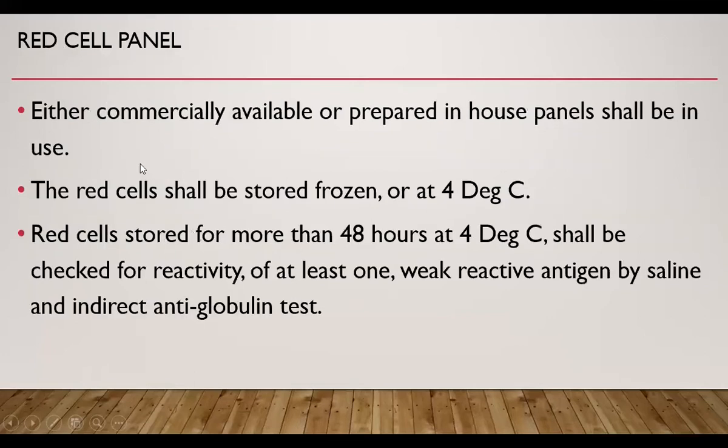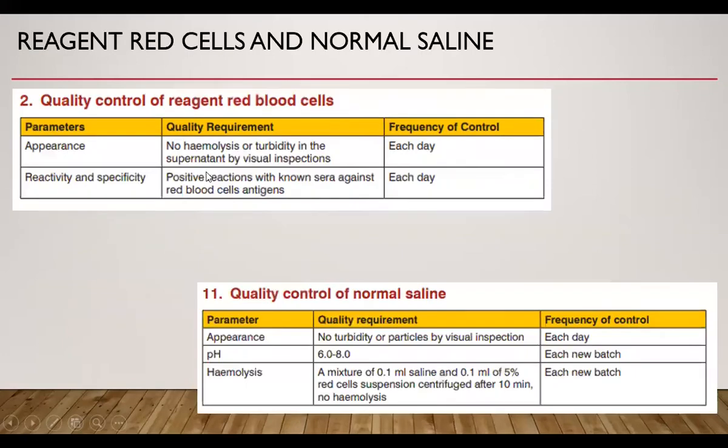Then red cell panel. These are either commercially available or prepared in-house. The red cells shall be stored frozen or at 4 degrees centigrade. The red cells stored for more than 48 hours at 4 degrees centigrade shall be checked for reactivity of at least one weak reactive antigen by saline and indirect antiglobulin test. So these are the quality standards for the reagent red cells, and this is for normal saline.